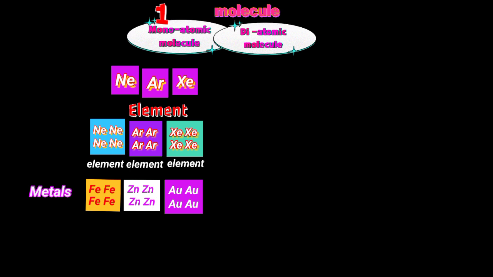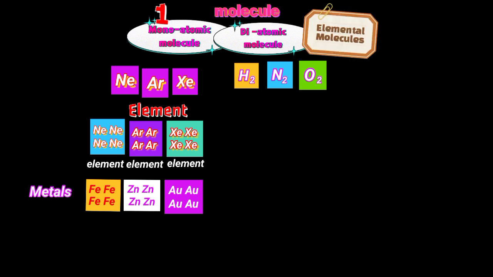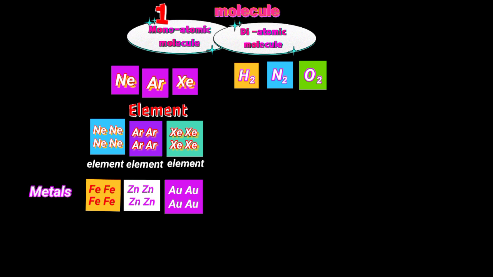Now the word di means two, so diatomic molecules are H2, N2, O2, etc. These molecules are made up of two atoms, that's why we call them diatomic molecules. Diatomic molecules are also known as elemental molecules. When many elemental molecules are combined together, they also form an element.